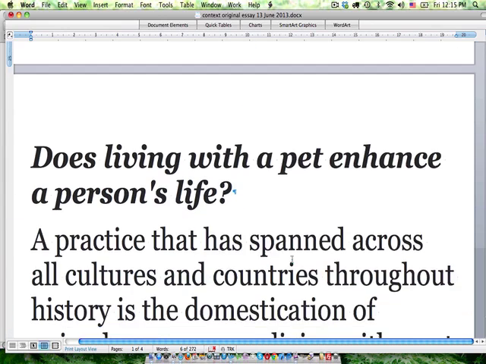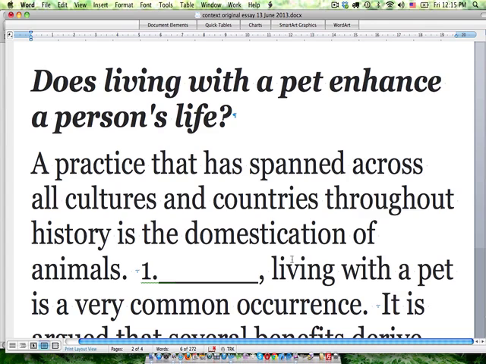Now the essay question read, does living with a pet enhance a person's life? And personally, I love these sorts of questions. I find them the most straightforward. You're asked to share an opinion. We don't have to discuss anything. We don't have to look at other people's opinions. So this is a very straightforward argument essay question, and thus we're going to respond with an argument essay structure.